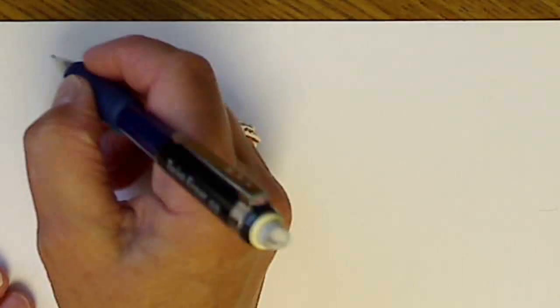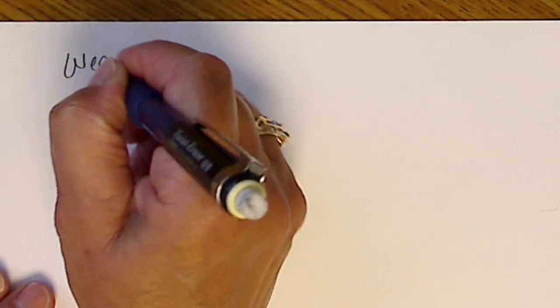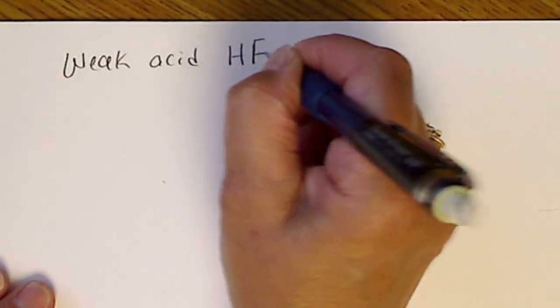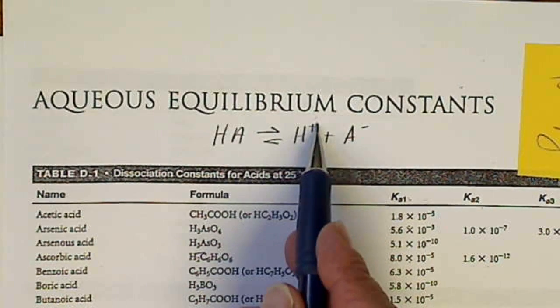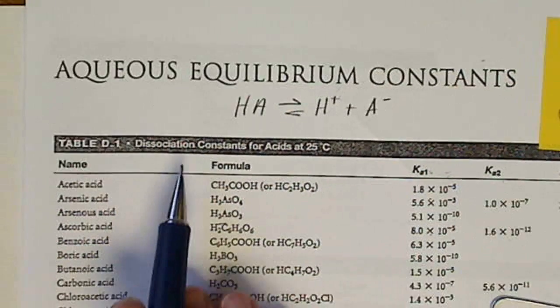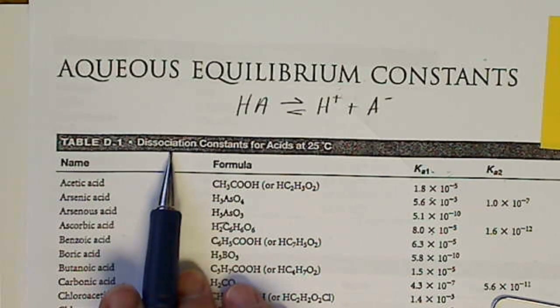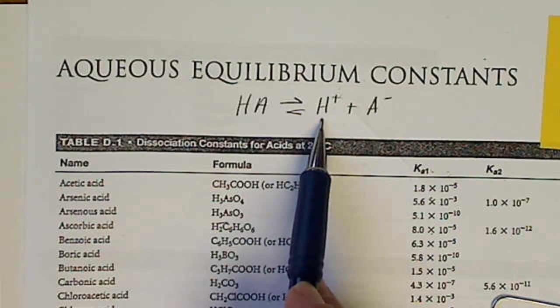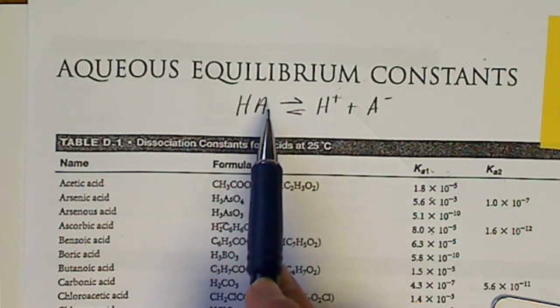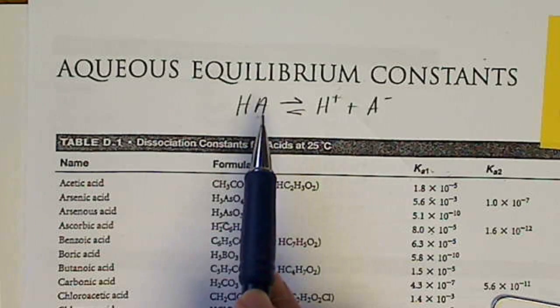So I'm going to look at HF, the weak acid hydrofluoric acid. We know it's a weak acid because it's on this table of aqueous equilibrium constants. Everything here is also called the dissociation constant. So there's an equilibrium set up. That means some of the H plus could react with water and make the intact molecule.